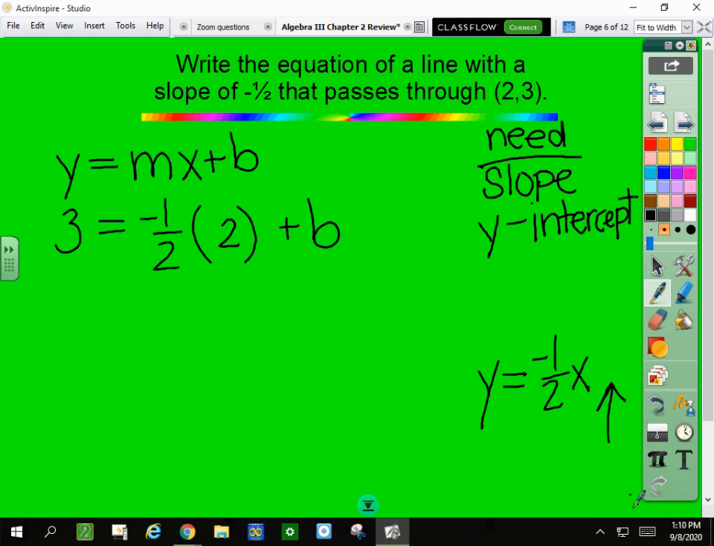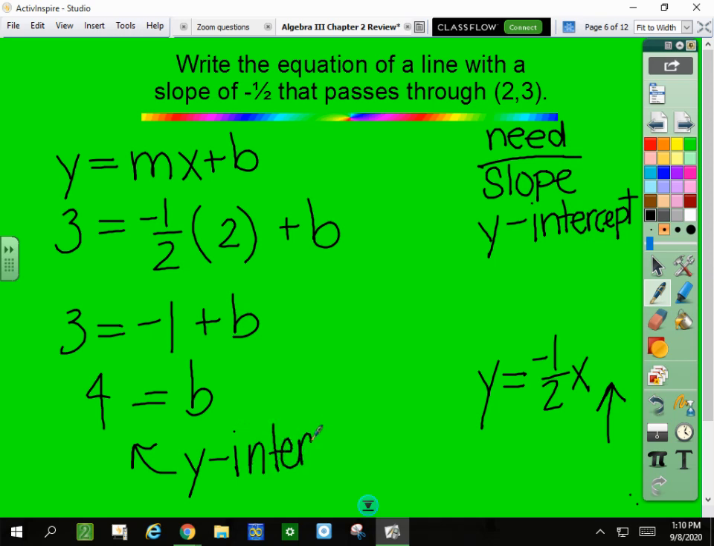So you solve this equation. So the 2's happen to cancel out. We'd add 1 to both sides, and we get that the y-intercept is 4. So that will be the y-intercept. You should be able to graph it if you needed to. You should be able to match it to a graph if that was on the ACT.